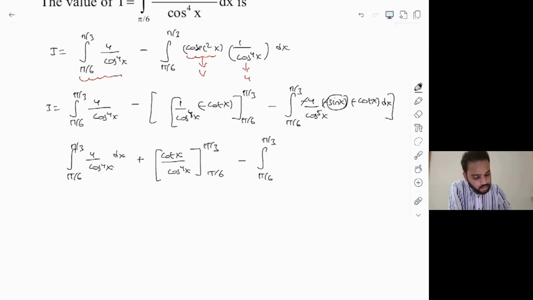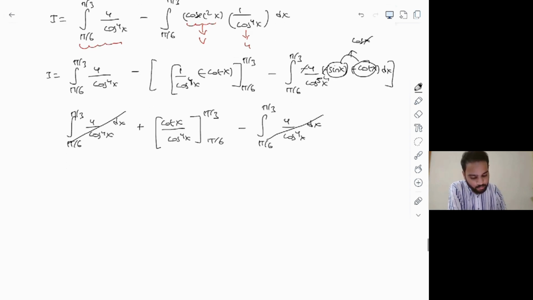And look at this term sin x into cot x here. Sin x into cot x will give you directly cos x, right? And one of the cos x gets cancelled here on the last term. And finally, the leftover part is only 4 divided by cos power 4x dx. I think now you understood the reason I have done only the second part solving but not the first part. Because this first term here and the third term here both are the same, and the leftover part is only this capital I equal to cot x divided by cos power 4, where limits are from pi by 6 to pi by 3. Now we know what to do.